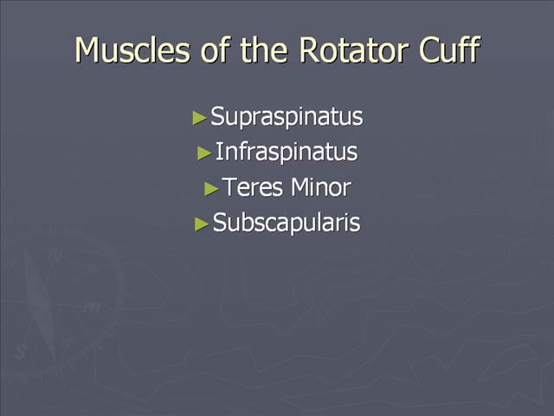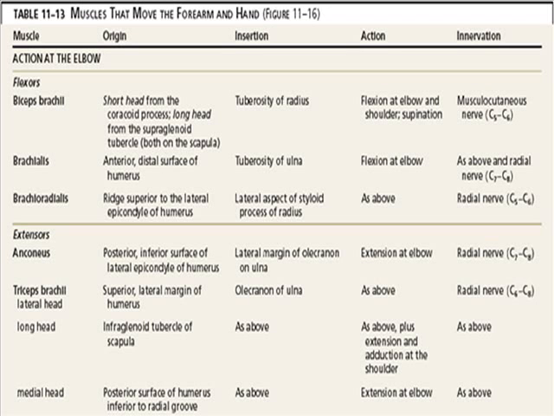You should be able to identify the muscles of the rotator cuff. These are the SITS muscles: supraspinatus, infraspinatus, teres minor muscle, and then the subscapularis muscle. So supraspinatus, infraspinatus, teres minor, subscapularis, all are muscles of the rotator cuff.